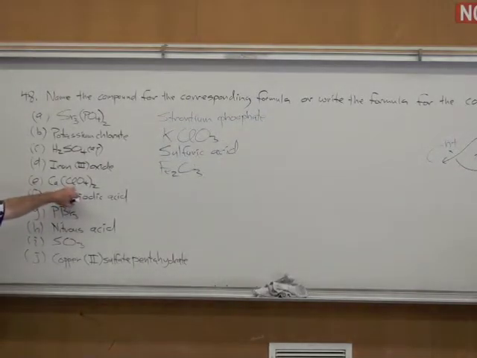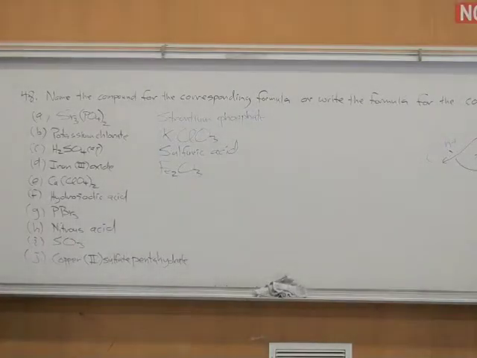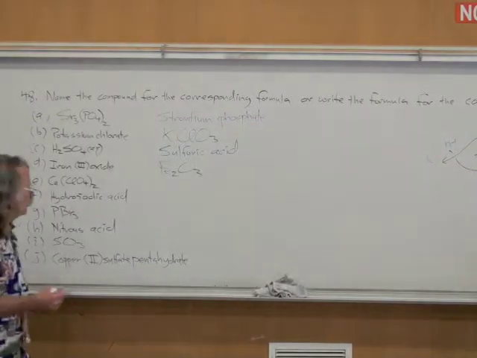And what is this? This is one of those ones with a variable number of oxygens. We had to deal with one of them here. But this one has perchlorate. It's perchlorate. So what would I call this? Calcium perchlorate.